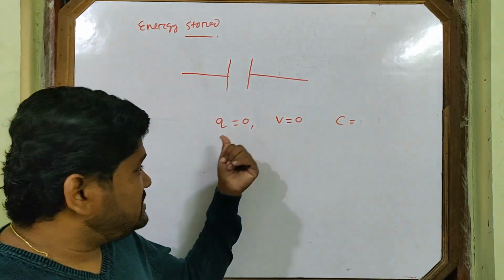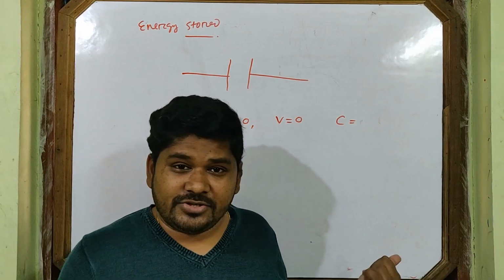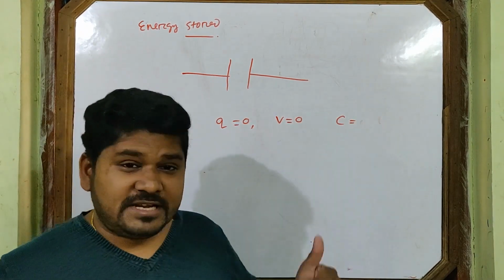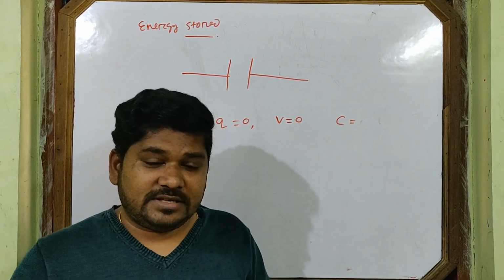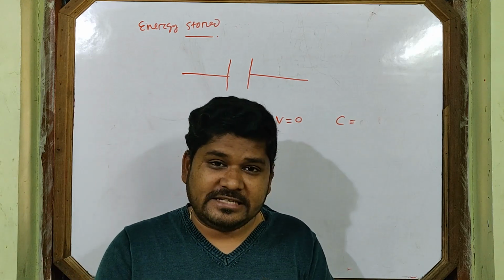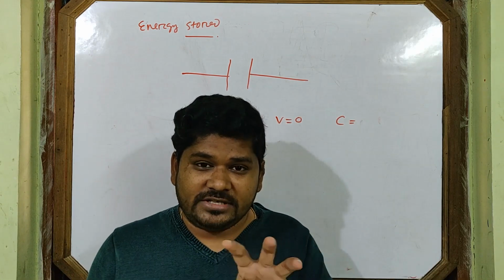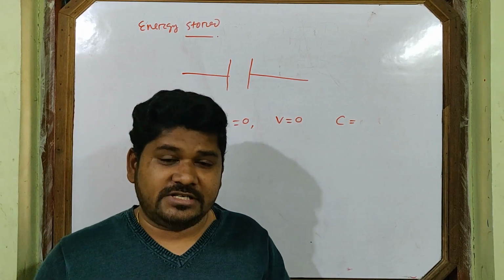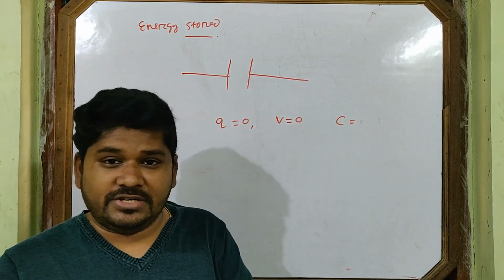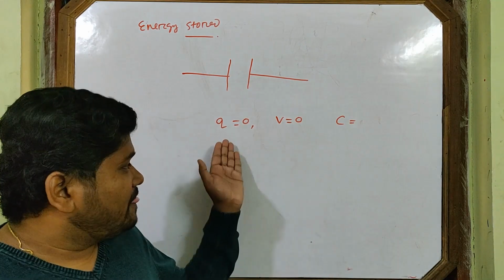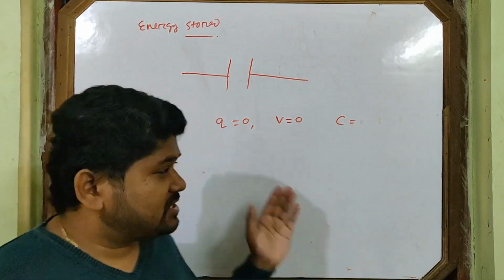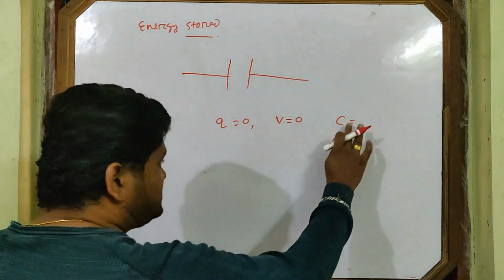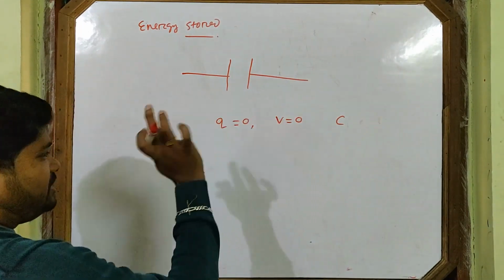So its charge is 0, so potential is also 0. But its capacitance is fixed. Once the capacitor is made, capacitance is fixed. It depends on its geometry: epsilon A by d, area of cross section, distance of separation, medium between the plates. Okay, so this is about the first condition. It has some capacitance but charge 0 and potential 0.